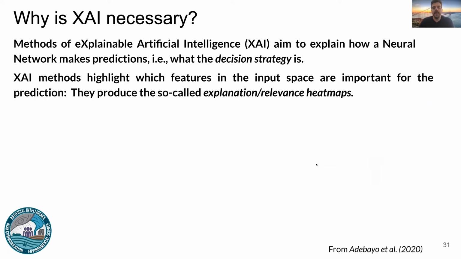XAI is a big umbrella term and includes all those methods that aim to give insight about the predictions of a deep learning model, of a neural network. Now, how do we do that? There are many ways to explain a prediction. One of the ways, and a very typical way, is to provide explanation heat maps or relevance heat maps that highlight which features in the input that the network used were the most important ones to determine the prediction. Let me give you an example in the next.